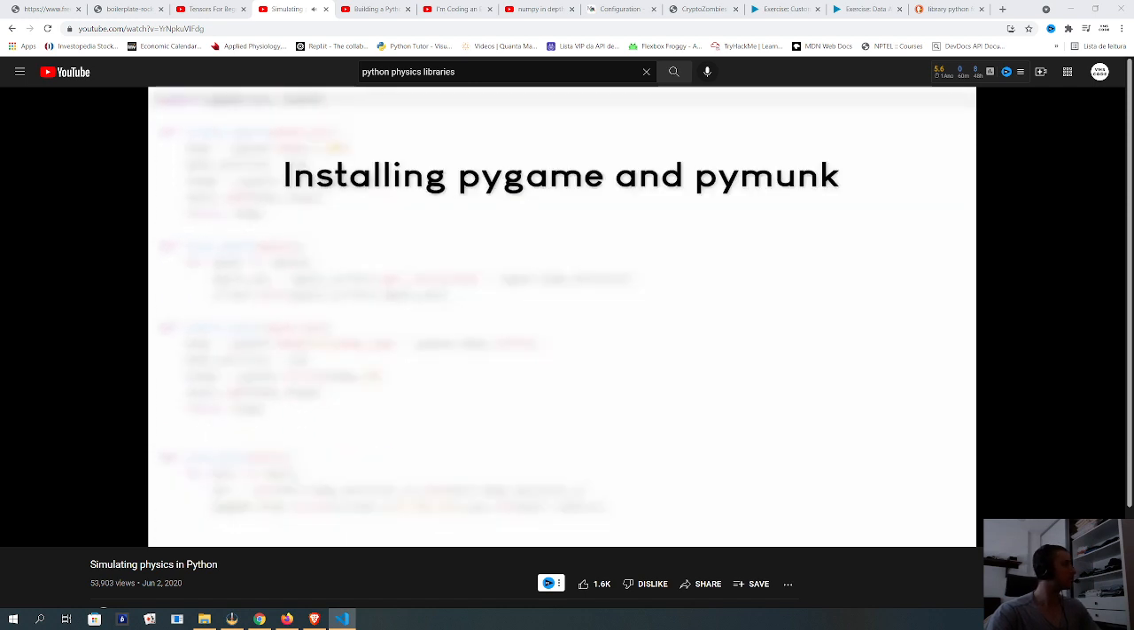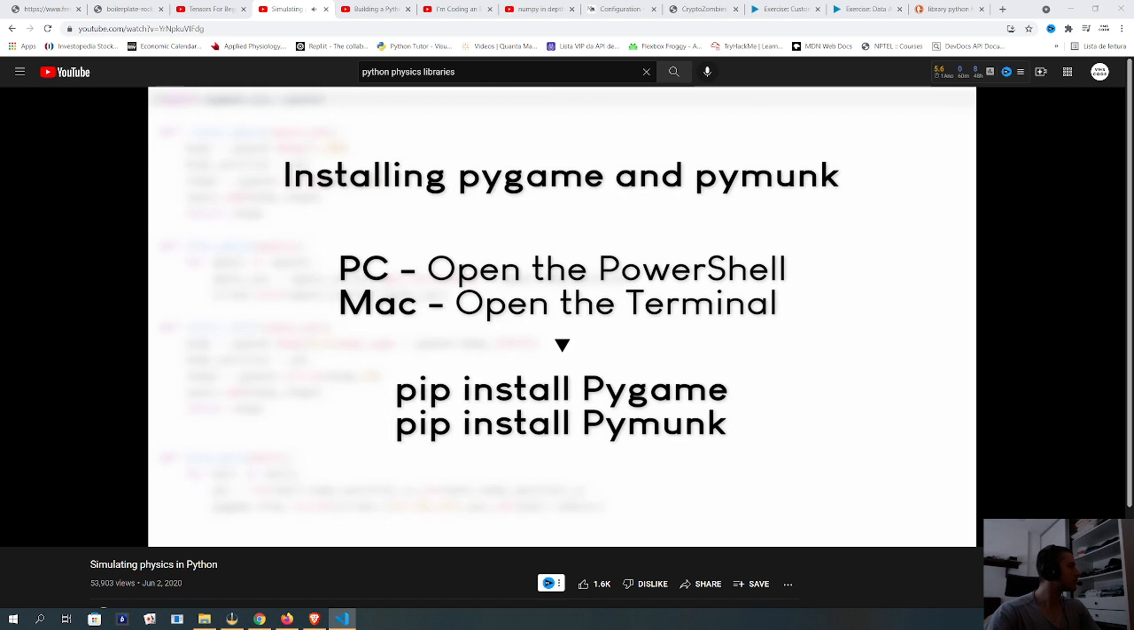And before we get into explaining anything, we have to install Pygame and PyMunk. So if you're on a Mac, open the terminal. If you're on Windows, open the PowerShell. And to install Pygame, you need pip install pygame. To install PyMunk, you need pip install pymunk. In both cases, you should be seeing a brief animation, and then you have it installed. This step should be fairly straightforward.